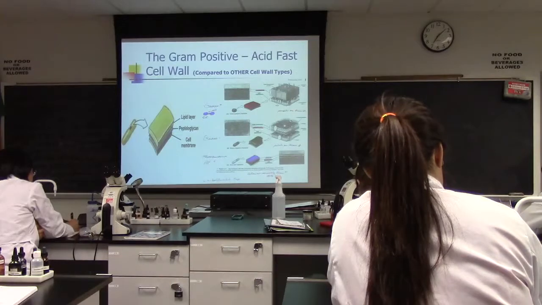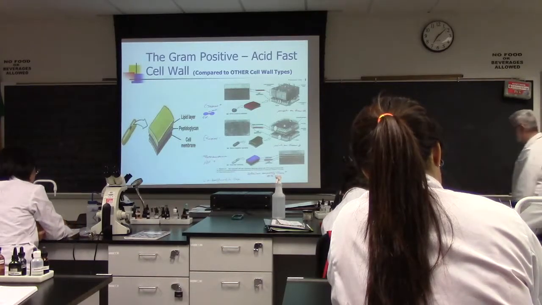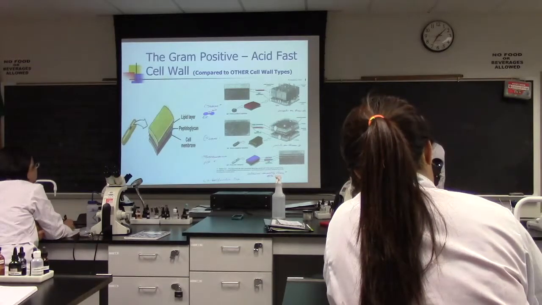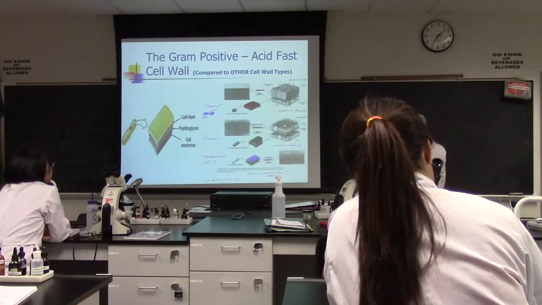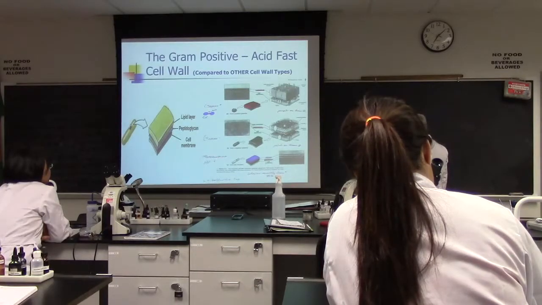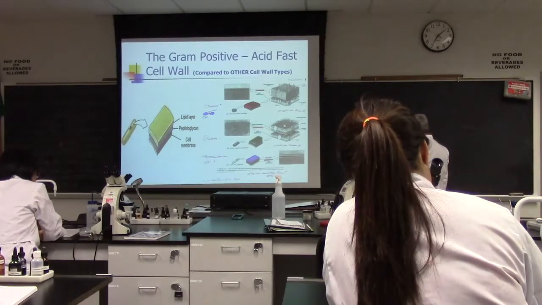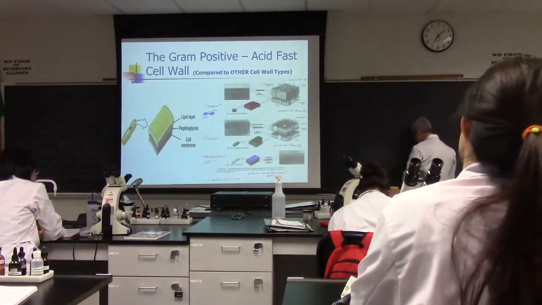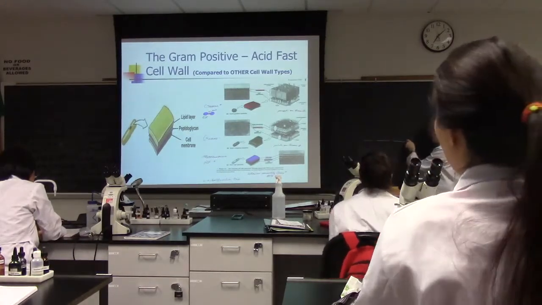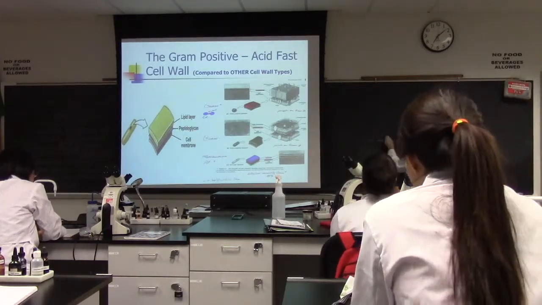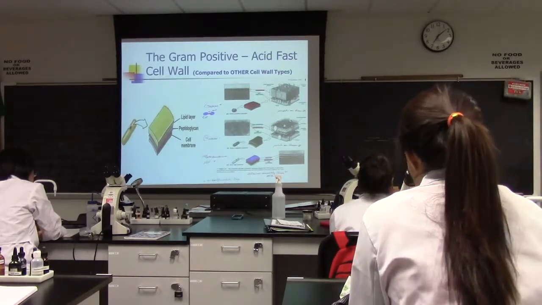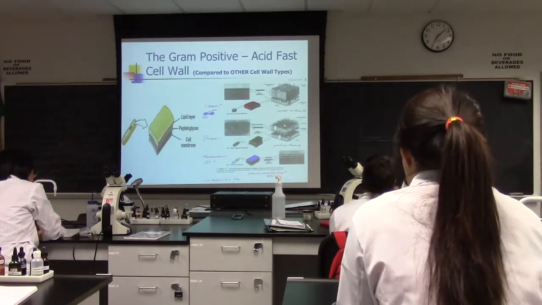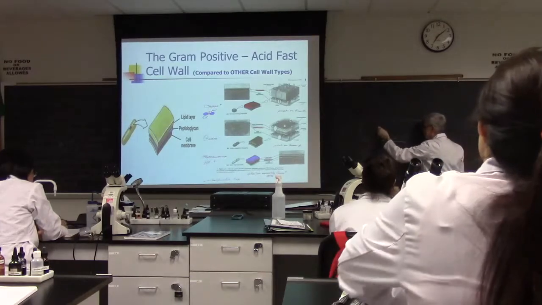Then we have that other bacteria, that annoying one, the Mycobacterium. Mycobacterium and Nocardia have this structure, and it just purely pisses me off because it has 2 layers of peptidoglycan, but it has a huge fat layer.